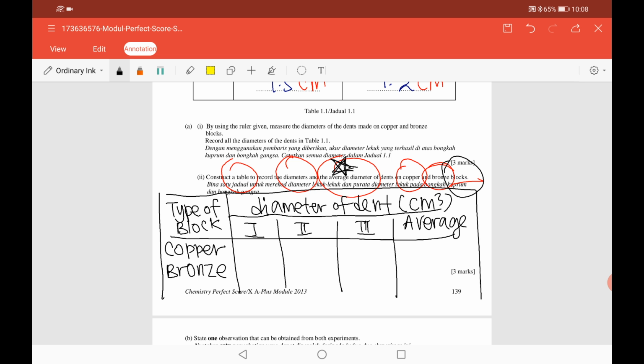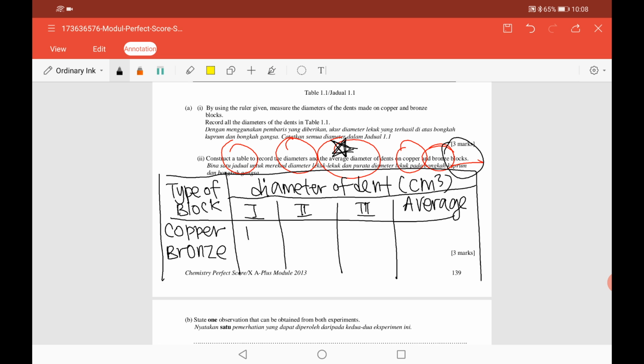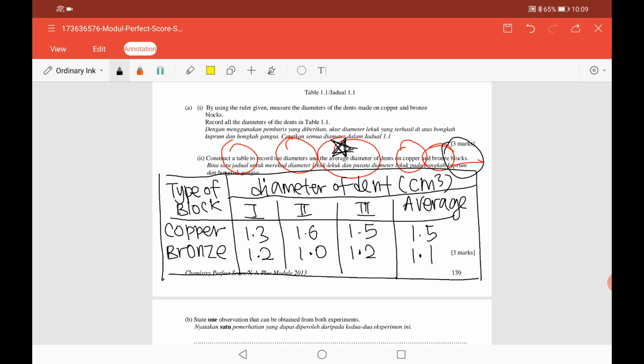Just put in the values that you know. You can copy back from the table on top here. So this is 1.3, this is 1.6, this is 1.5, this is 1.2, this is 1.0, and this is 1.2. For the average, you just add all these 3 together and divide by 3. Average for copper, you can calculate yourself, you get 1.5. Average for bronze, you get 1.1. By constructing this table, you just secure yourself 3 marks. So that's how the whole thing works.